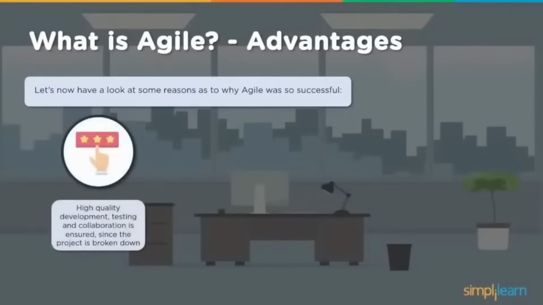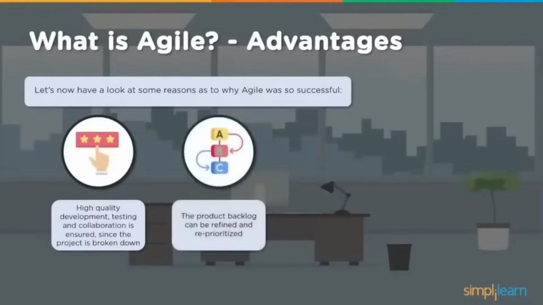Next, high quality development, testing and collaboration is ensured since the project is broken down. Each iteration, each module, each piece of software being created is tested regularly and feedback is obtained from the user as well. Active involvement of users is ensured so that they are acknowledging it. So what the customer needs is given. It is not that I discover something which I did not need. I told something, I'm getting something. That scenario is eliminated.